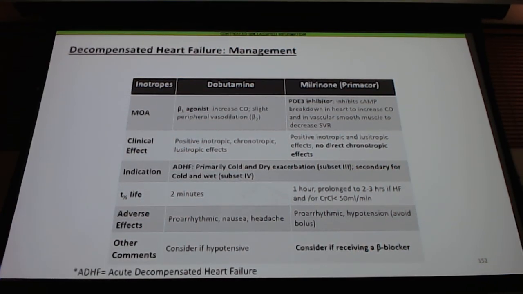When we talk about inotropes to use, the two options we have are going to be your dobutamine and your milrinone. And both of these work pretty well at helping increase that contractility. You may want to consider using milrinone if they are on a beta blocker already. Either one could work. You just may get a better response to milrinone if they're taking a beta blocker.